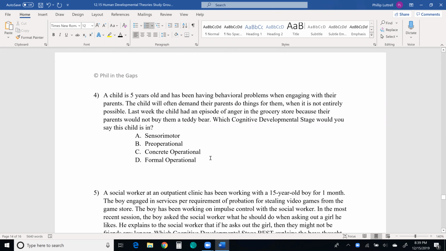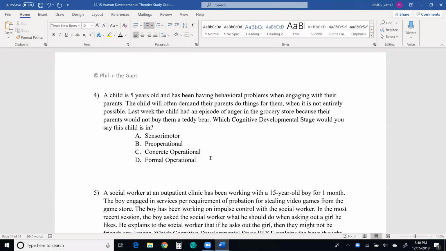Question 4. A child is 5 years old and has been having behavioral problems when engaging with their parents. The child will often demand their parents to do things for them when it is not entirely possible. Last week, the child had an episode of anger in the grocery store because their parents would not buy them a teddy bear. Which cognitive developmental stage would you say this child is in?